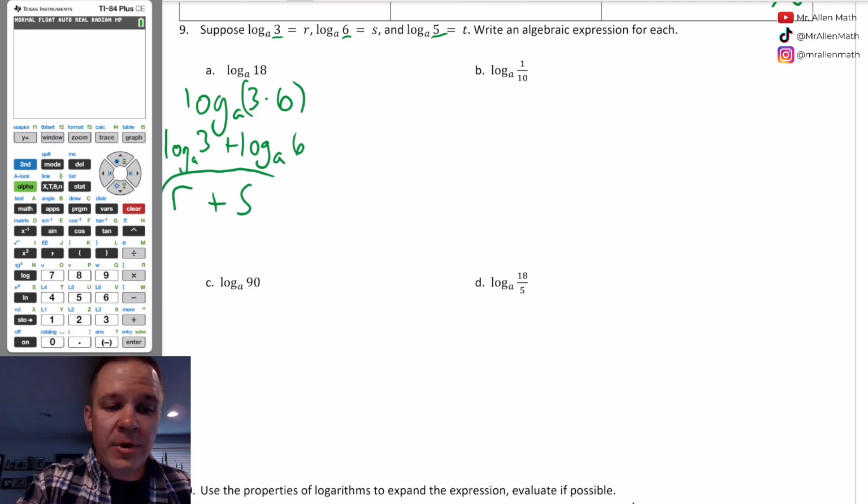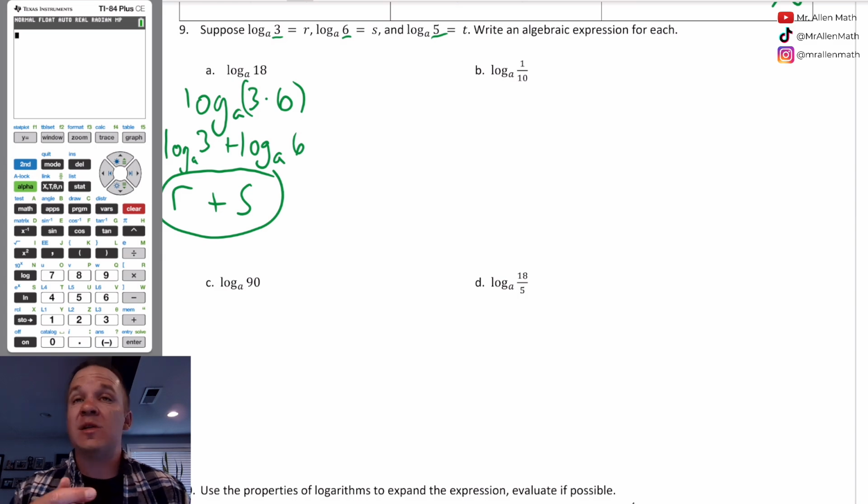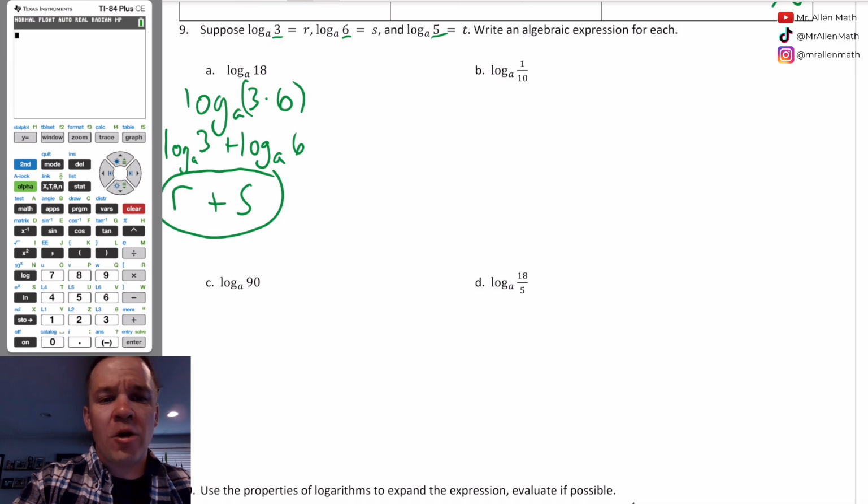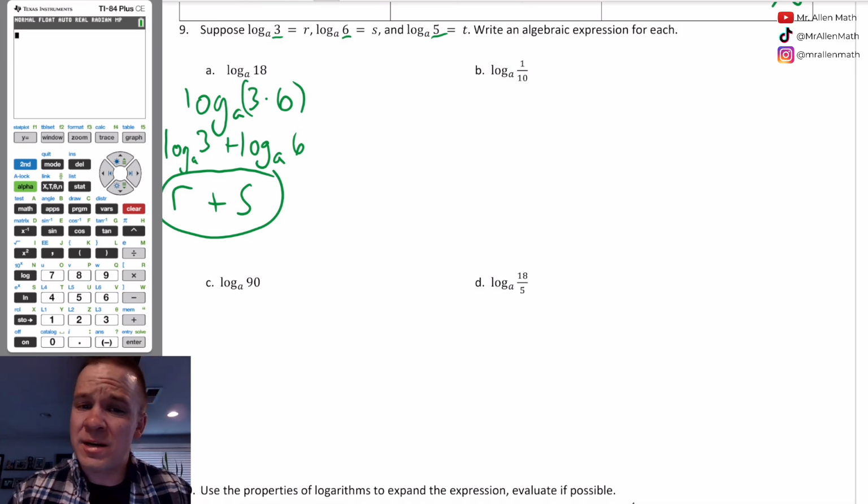So I now have an algebraic expression for each one of these in terms of r, s, and t. Nice. Next one. We have 1 over 10. Oh my goodness. Fractions, bro? You serious right now? That's not cool. How in the heck can I get that?